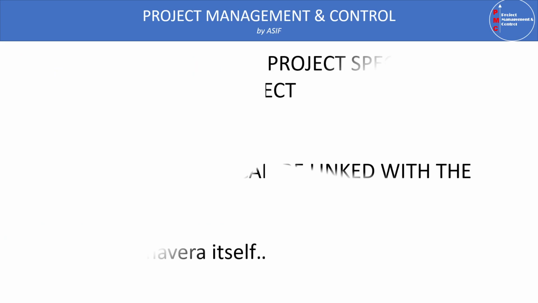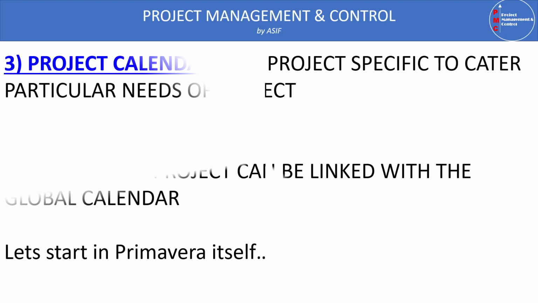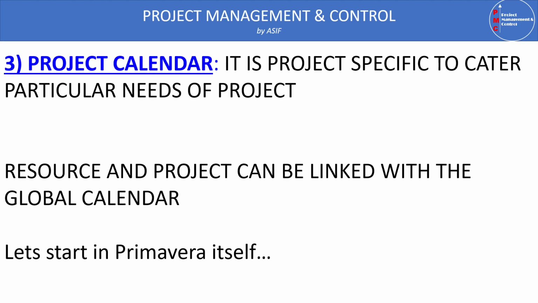The third type is the project calendar. As I said before, the project calendar is used at the project level, and it can be modified by the project user only. So in this case, any changes you make, you are the only one who can modify the calendar.